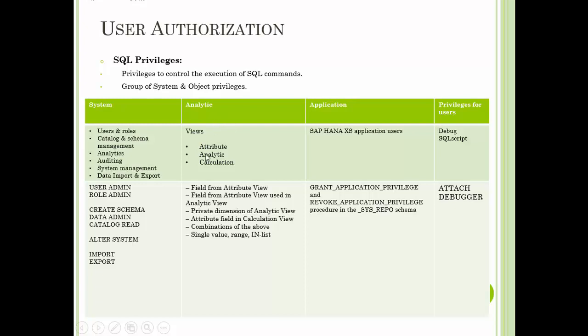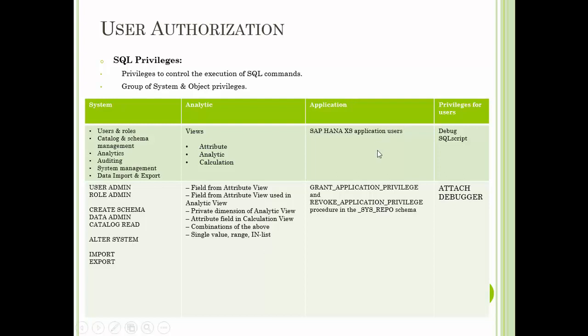Coming to analytic privileges, as I told you, it is for referring to attribute, analytic and calculation views. So basically, to access a field from an attribute view, a field from an attribute view used in an analytic view, a private dimension of an analytic view, an attribute field in a calculation view, a combination of the above, all the above, single value, range, in list access. So all this can be controlled using analytic privileges.